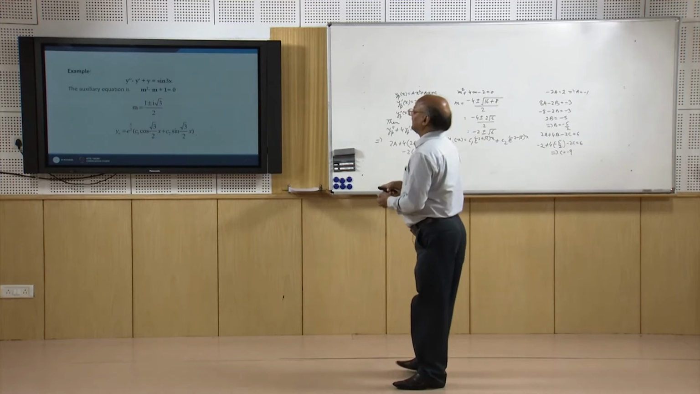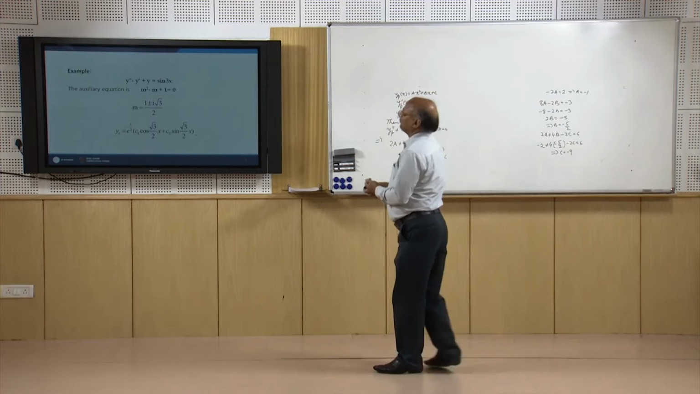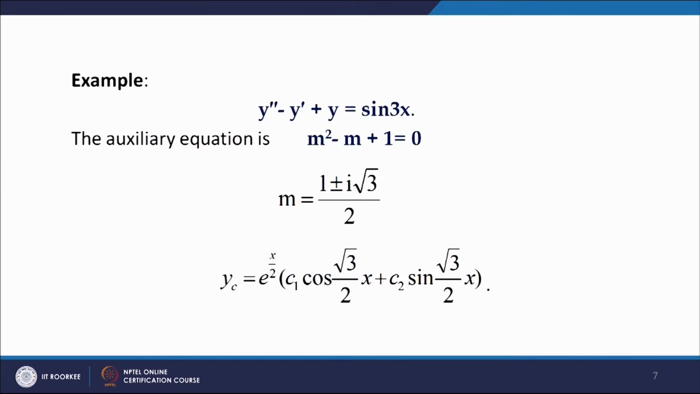Now, let us take another example, y double dash minus y dash plus y equal to sin 3x. Here the auxiliary equation is m square minus m plus 1 equal to 0. You can find the values of m, they are 1 plus minus i root 3 by 2. So, we can write the complementary function, because these are complex roots, e to the power alpha x, that is e to the power half x into C1 cos beta x, beta is root 3 by 2. So, C1 cos root 3 by 2 x plus C2 sin root 3 by 2 x.